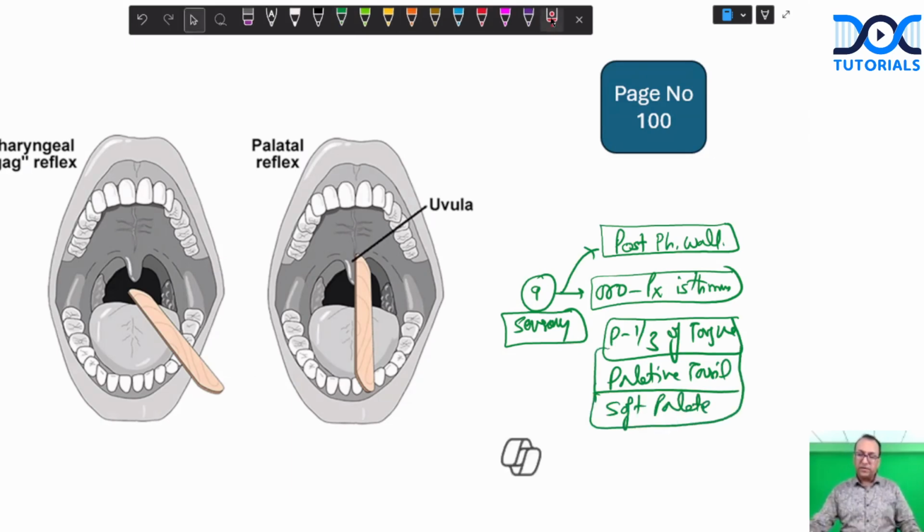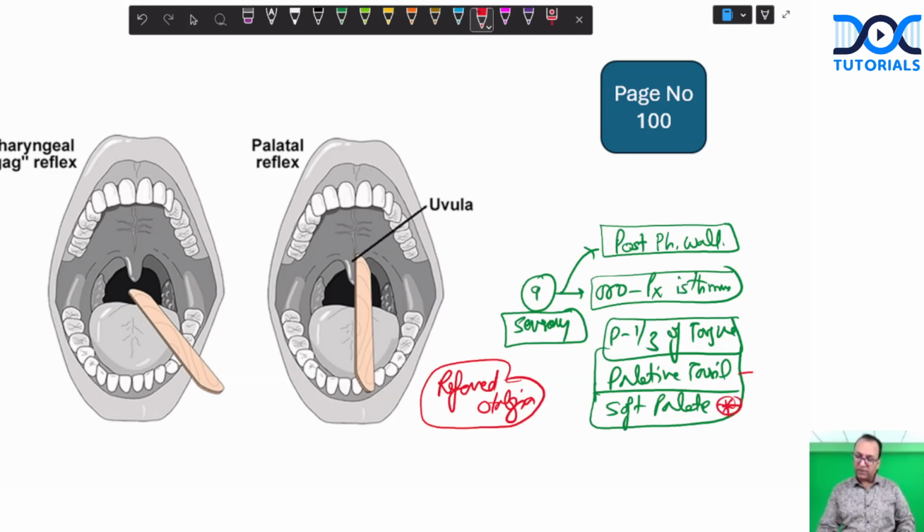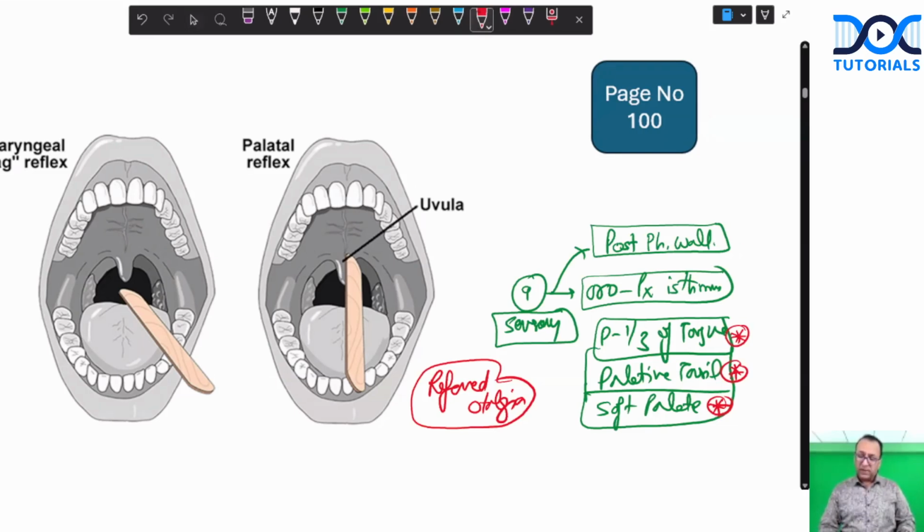So, what is the sensory territory of the ninth nerve? The sensory territory of the ninth nerve is the posterior pharynx wall, the soft palate, the palatine tonsil, or the posterior one third of tongue. That is why there's a description of referred otalgia sometimes. So, what is referred otalgia? Any problem in this region, maybe soft palate, you have a patient with tonsillitis, or there's a tumor on the posterior one third of tongue, there's pain in the ear.